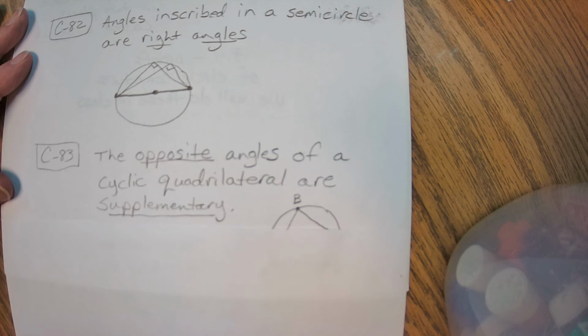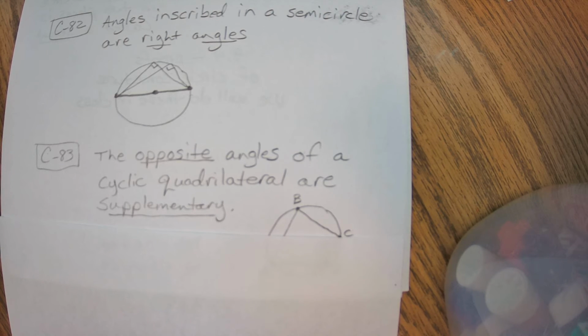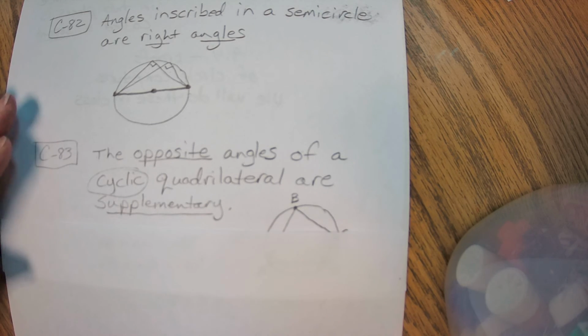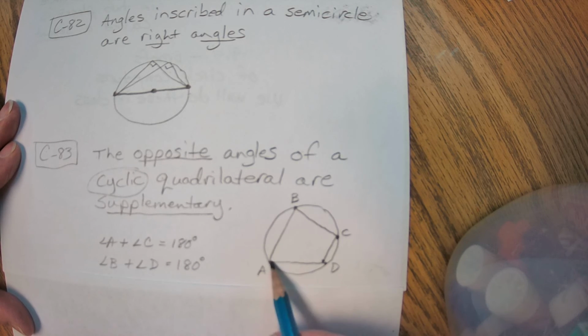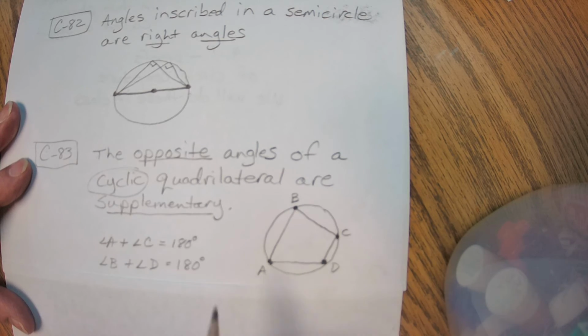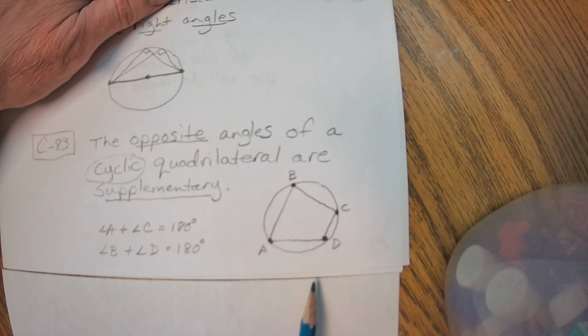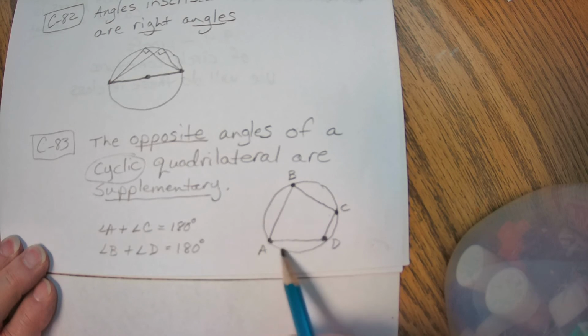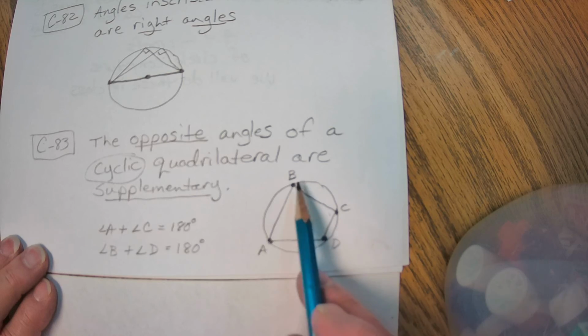C83 tells us that the opposite angles of a cyclic quadrilateral are supplementary. Anytime you see this, it means circular. So a cyclic quadrilateral just means a four-sided figure whose vertices all lie on the circle. And so this conjecture is telling us that the opposite angles are supplementary. So A plus C equals 180 and B plus D equals 180.